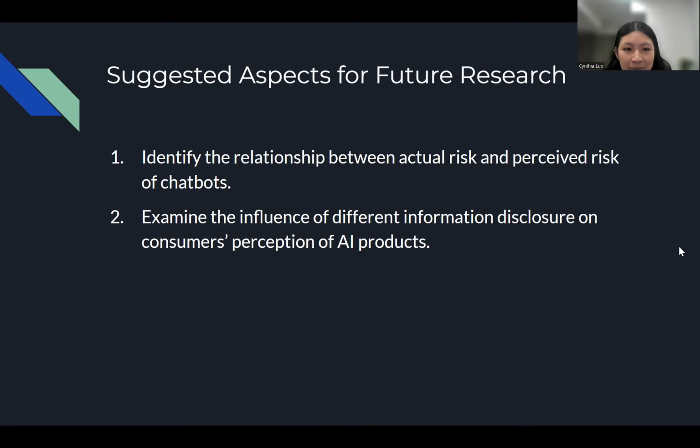Last but not the least, this paper also suggests aspects for future research. Future research is recommended to identify the relationship between actual risk and perceived risk of chatbots, and also examine the influence of different information disclosure on consumers' perception of AI products.